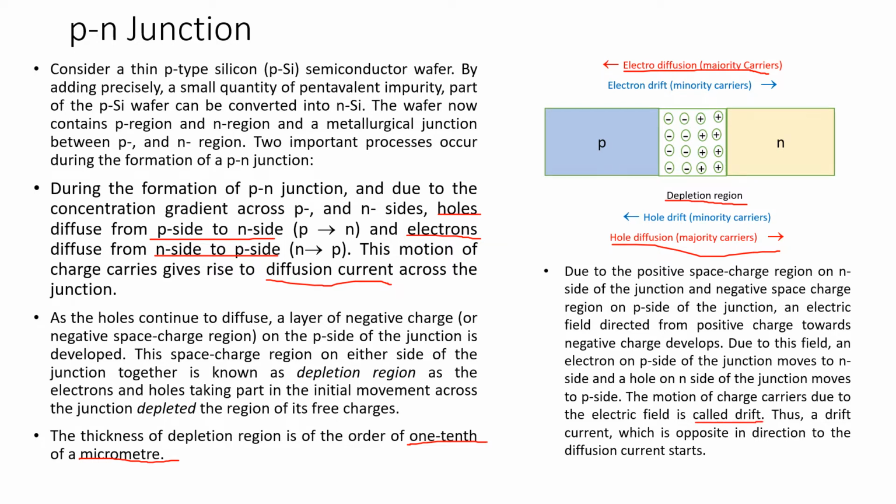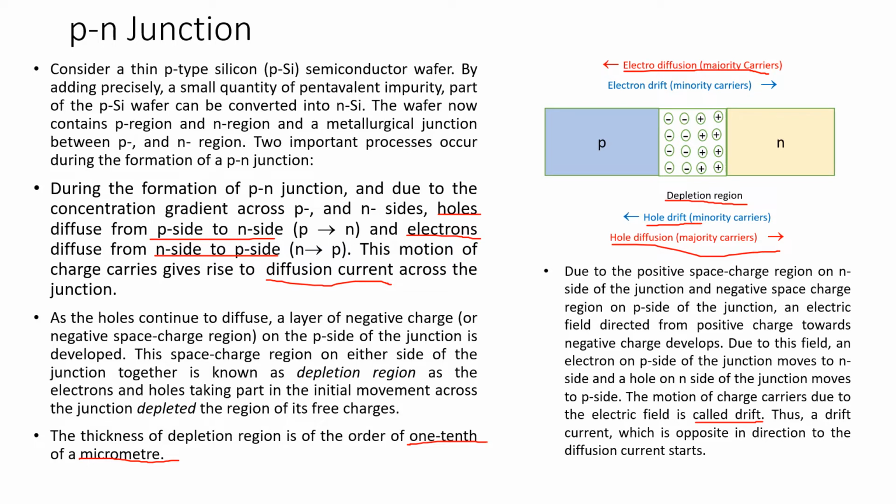See, this is opposite, that is due to the field. This is a drift current. You see here, this is a drift current due to minority carriers. The minority carriers are a hole on the n side and an electron on the p side.